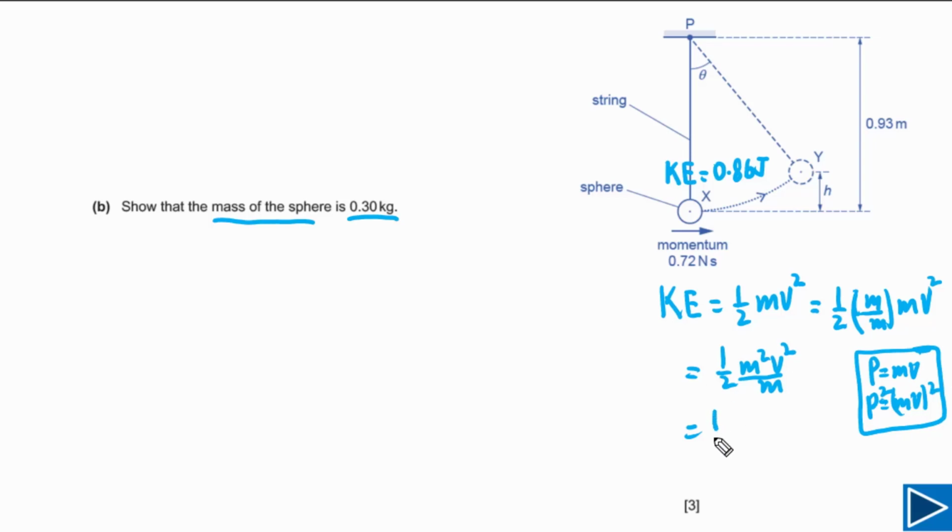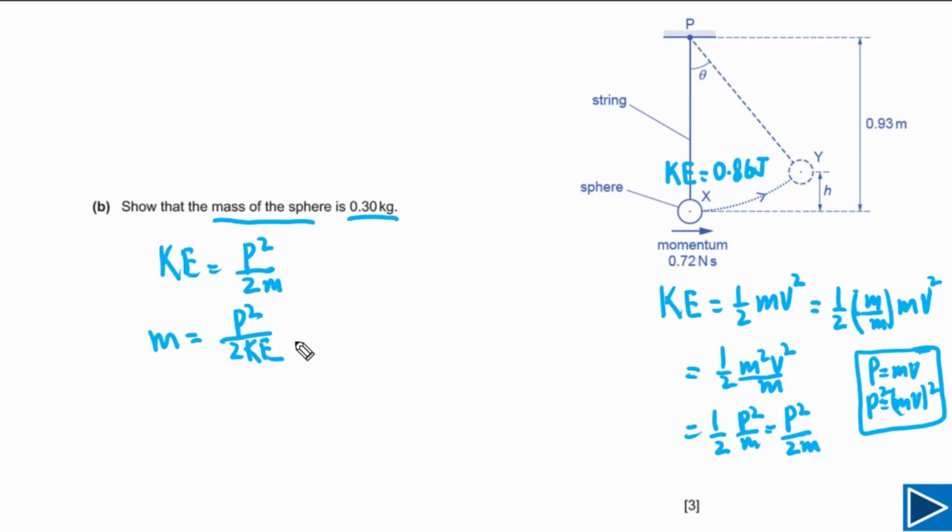Now, if we write this equation in terms of momentum, we can say it is p squared divided by 2m. Simply, kinetic energy is equal to p squared divided by 2m. For this question, we need to find mass, so we can rearrange this: m is equal to p squared divided by 2 KE, meaning kinetic energy.